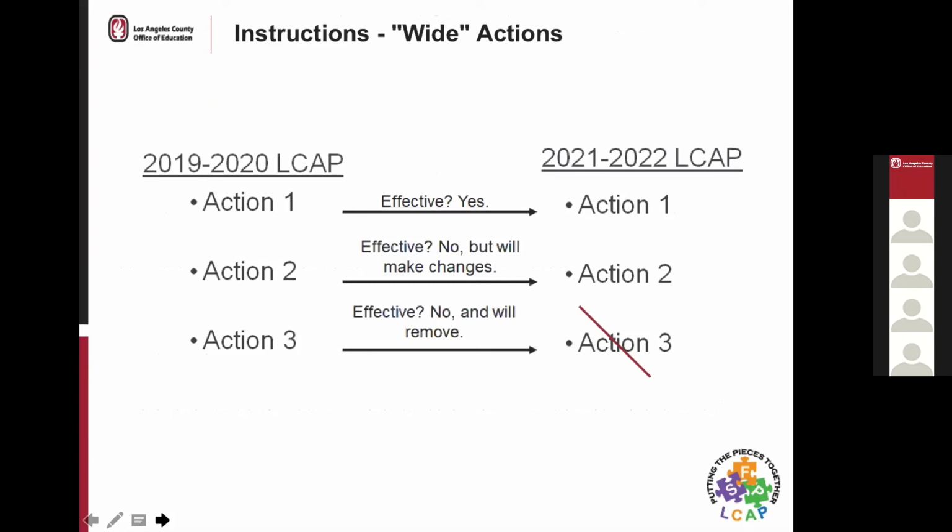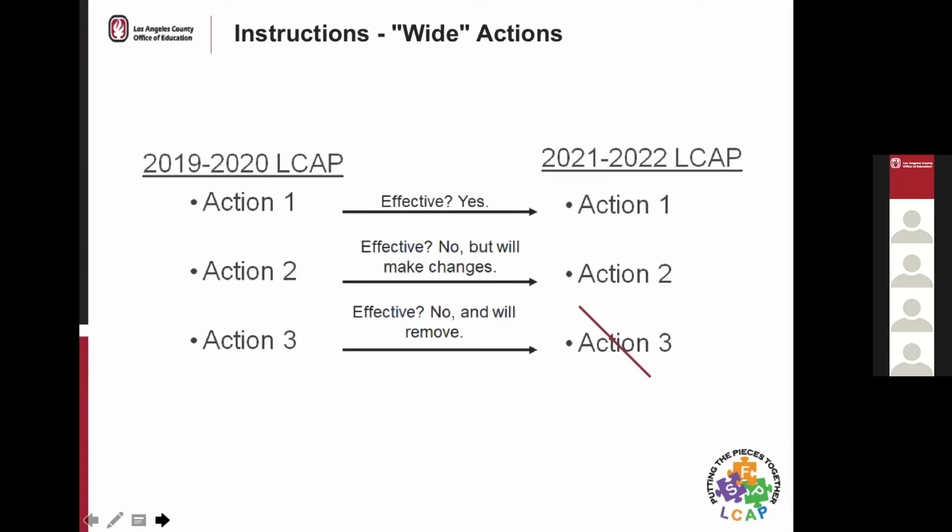The instructions for the prompt also include that for any wide actions that the LEA is continuing into the 21-24 LCAP from the prior LCAP, the LEA must determine whether or not the action was effective. And this determination must reflect evidence of outcome data or actual implementation to date. So this new component in the instructions is requiring the LEAs to connect the effectiveness of their prior year actions for actions they are including in their LCAP in the upcoming year.